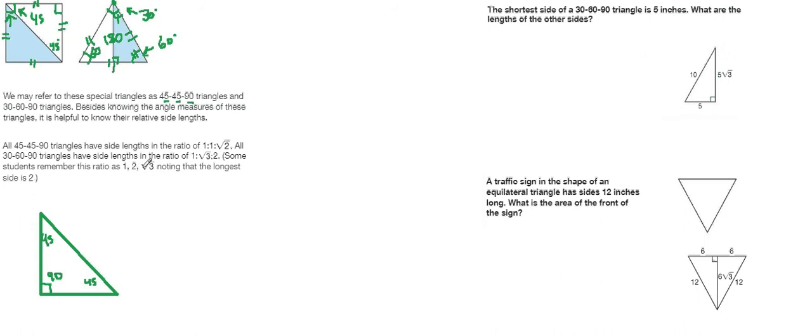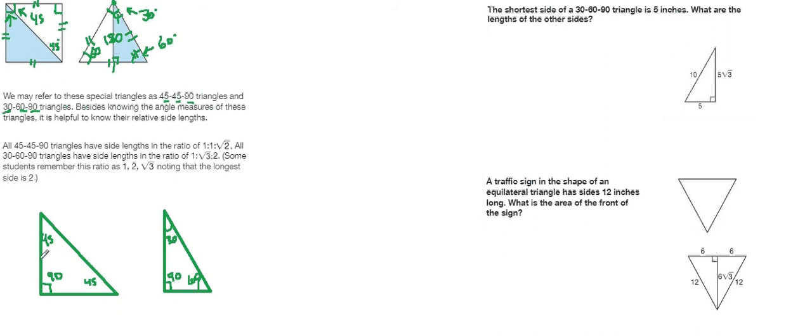So when we cut up an equilateral triangle in half, we create what's called a 90, well, actually we call it a 30, 60, 90 triangle. Now, we can also learn something about their side lengths that we should know.